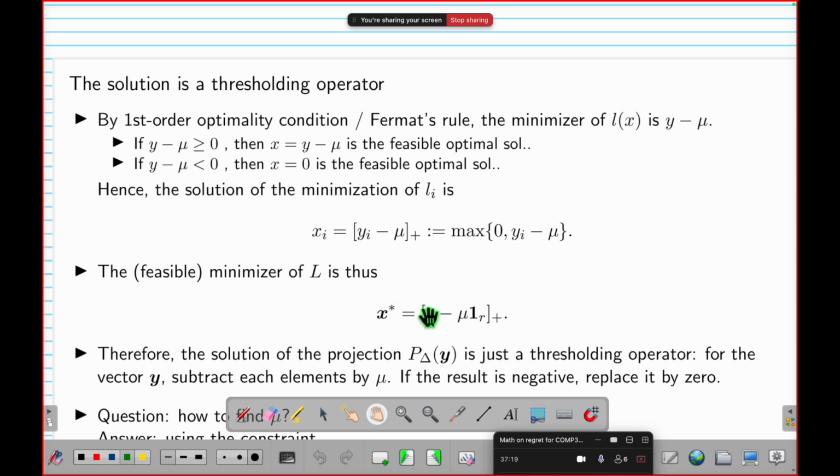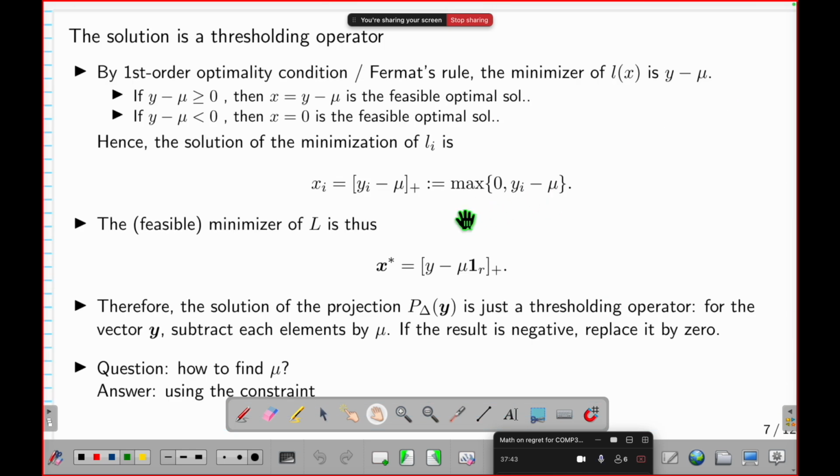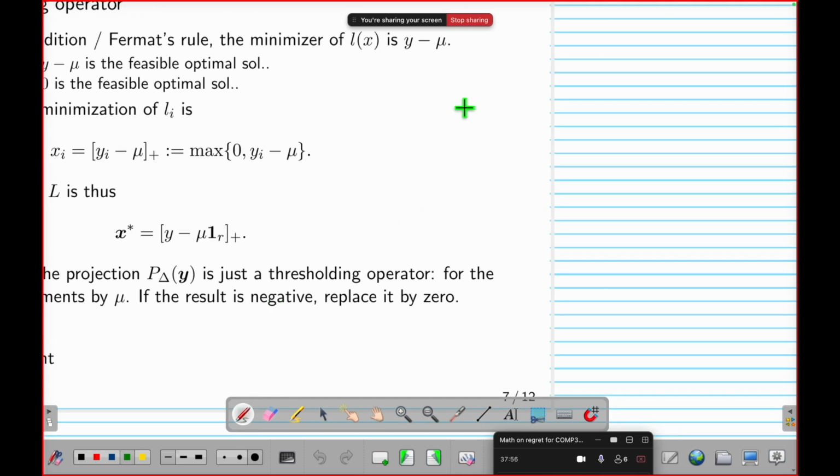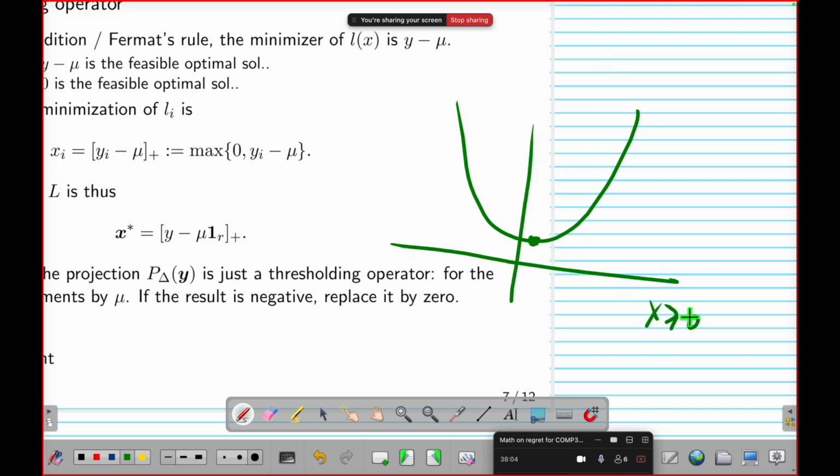Because of time, I will skip. So you got the idea. The solution is the yi minus mu. If it is larger than 0, then you get it. If it is smaller than 0, then you replace it with 0. The basic answer is this: because you have a quadratic, you can solve for the bottom, and you have a constraint that x is larger than 0, right? Suppose this is the bottom, and this is within this region, then you take this point. And suppose the bottom is here, but you allow only this region, then what is the smallest value? This point, right? Then you take 0.